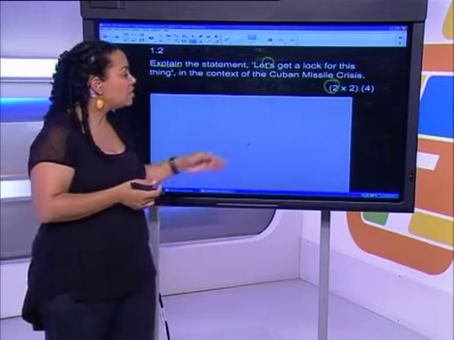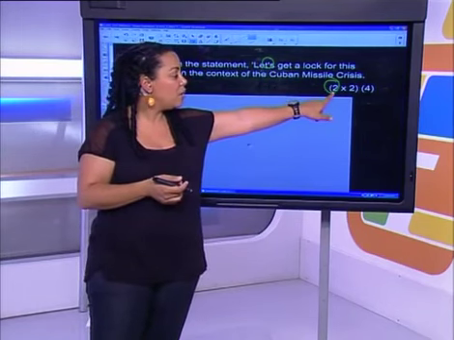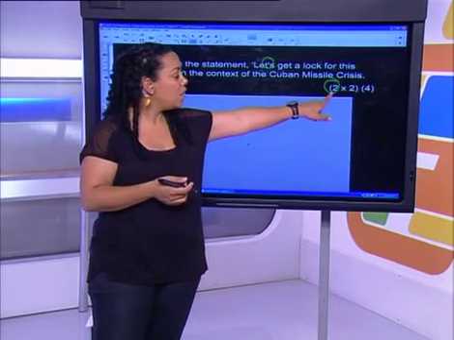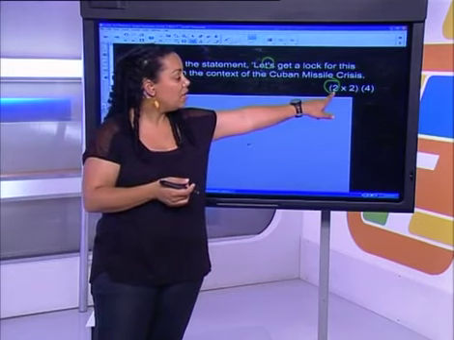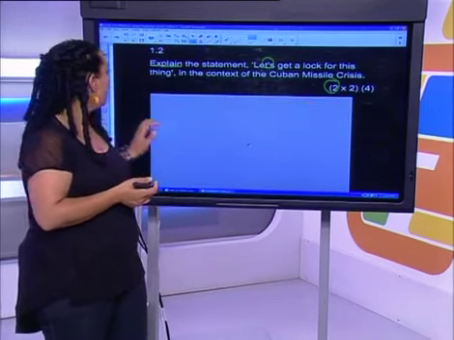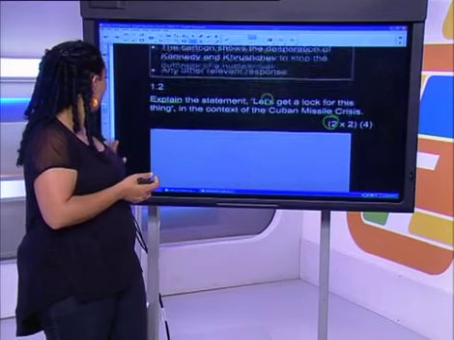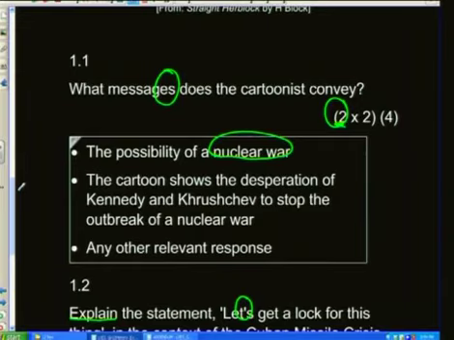So one of those skills, as I mentioned before, is recognizing the mark allocation and knowing that the first number, in this case 2, is telling us that we need 2 answers. There are other clues. For example, in the first question, as I showed you, it says, what messages does the cartoonist convey? Indicating that we are looking for 2 answers.